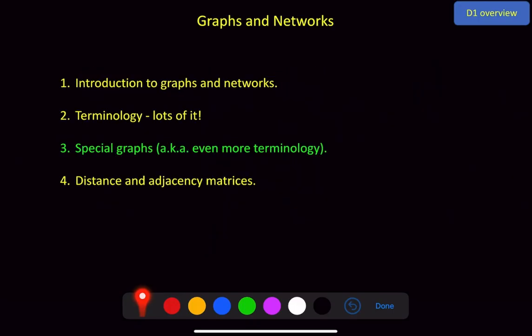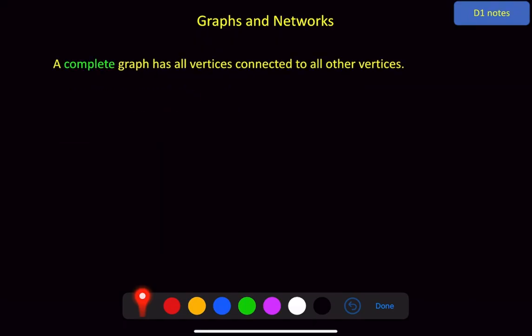In this video, we're going to look at a couple of special graphs, which means more terminology. Straight in, a complete graph is a graph that has all vertices connected to all other vertices. So a really simple one. Obviously 2 would be that, 3 would be that, but then it gets a little bit more interesting with 4, because it's not just this, but it's also these 2 lines here, and so on and so on.